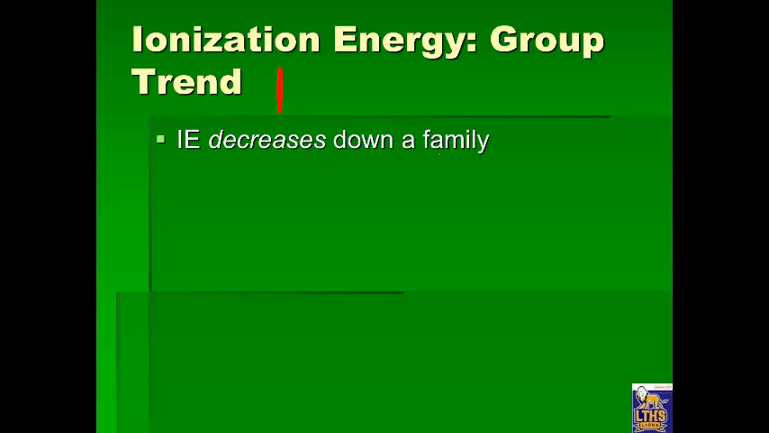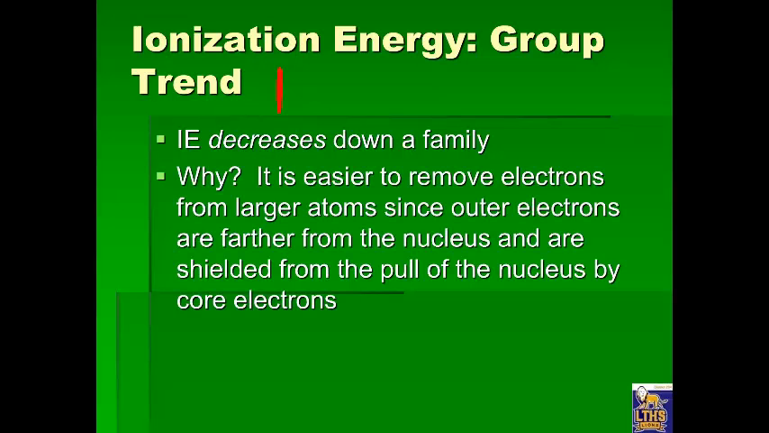Ionization energy decreases down a family. So it gets easier, takes less energy to take an electron from a bigger atom. Why? It's easier to remove electrons from larger atoms since the outer electrons are farther from the nucleus and shielded from the pull of the nucleus by core electrons.